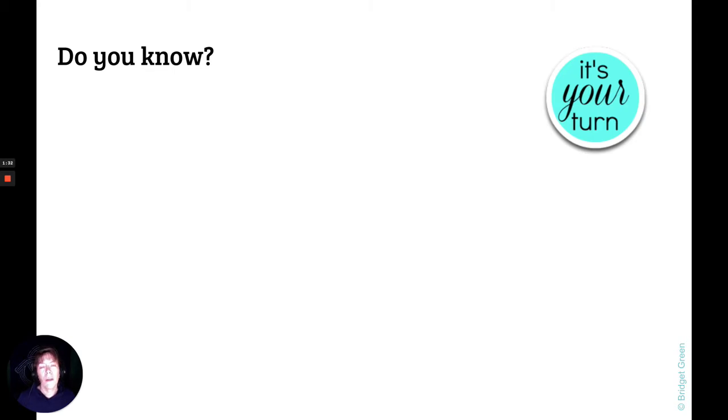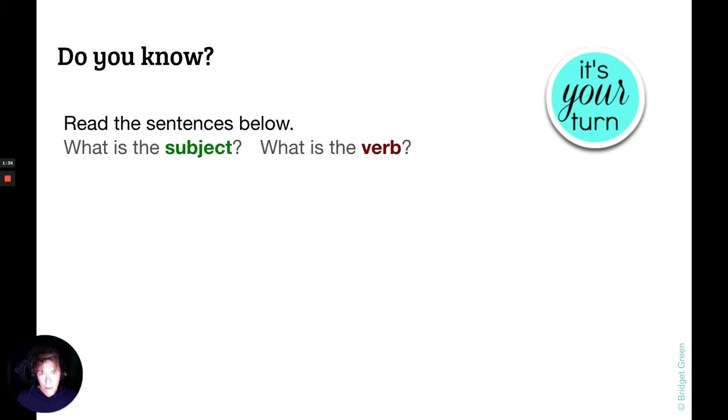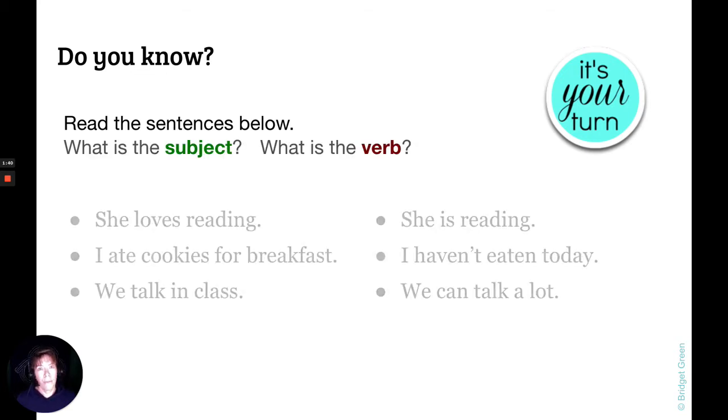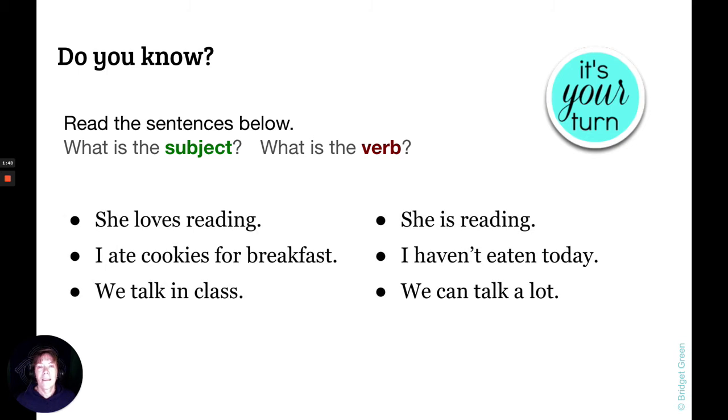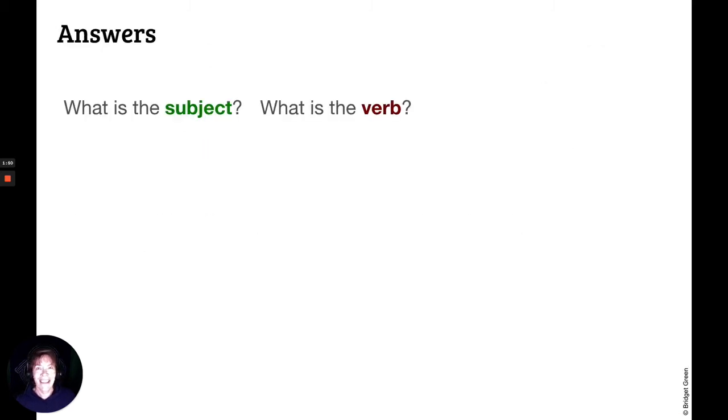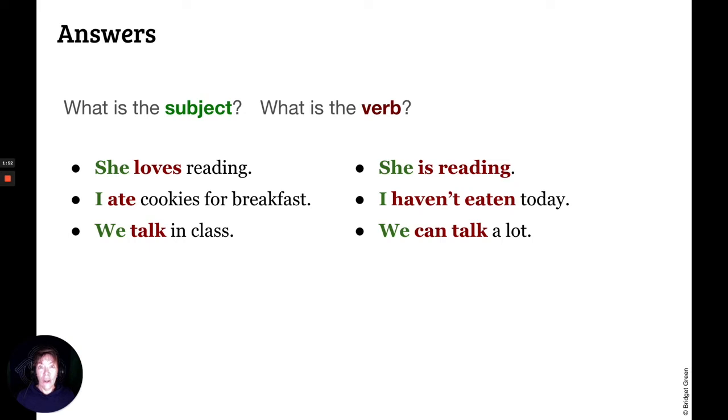First, before we talk about that, let's do a little basic grammar. Read the sentence below and say which is the subject and which is the verb. Okay, here's the answer. Notice the subjects here are in green: she, I, we. And the verbs: loves, ate, talk, is reading, haven't read, and can talk. Nice.